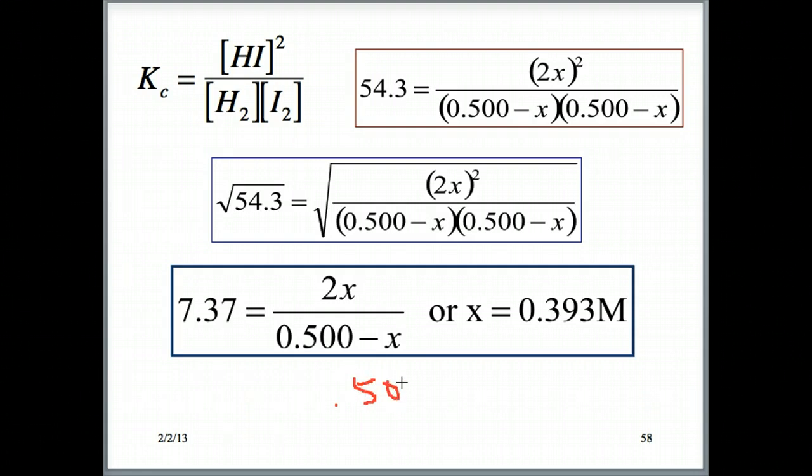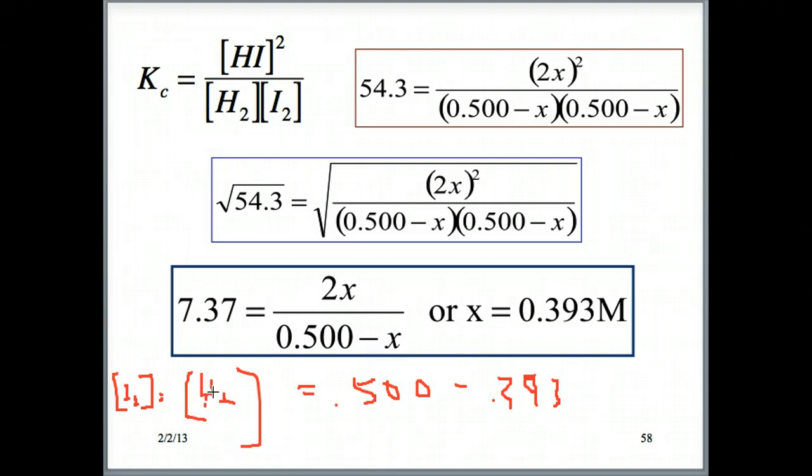0.500 minus the 0.393. All right, what does that equal? That equals both the H2 concentration and the HI concentration. Okay, so now we actually solve for all species in equilibrium. And that's what they're asking for, so the problem is complete.